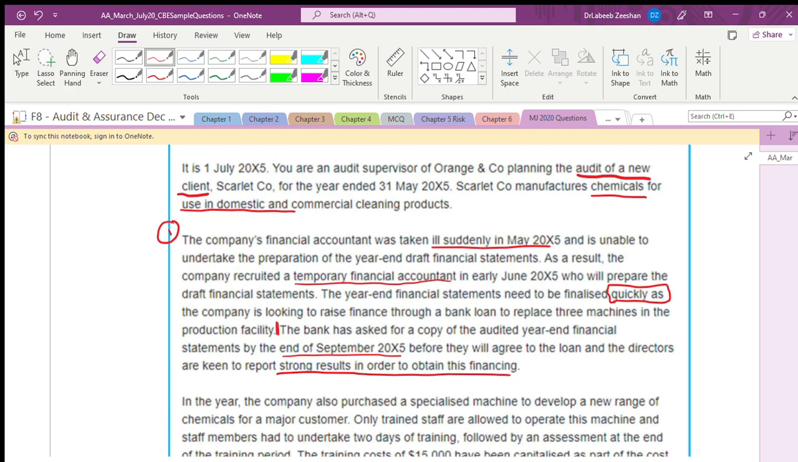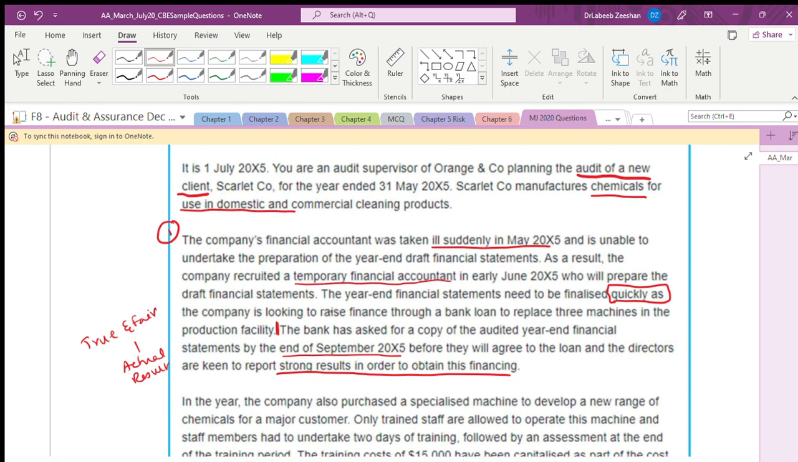Is it right? Keen to report a strong result? We have to report the actual results. We have to be very true and fair.